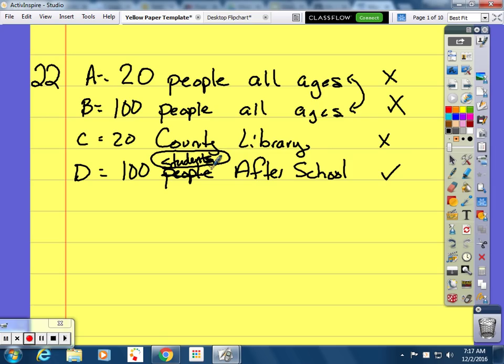Moving on to number 23. Pause the video at any time that you need to pause it so that you can copy down what's going on.